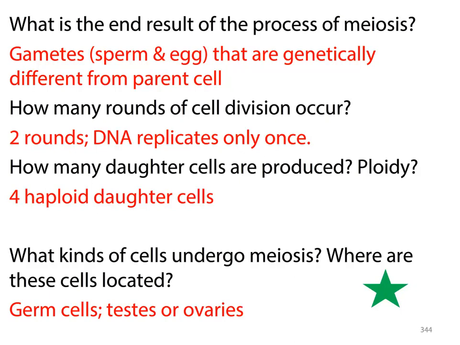How many rounds of cell division occur? Two. You've got meiosis 1 and meiosis 2. How many daughter cells are produced? Four daughter cells, and they are haploid, okay, meaning they got one copy of the chromosomes. What type of cells undergo meiosis and where are they located? They're the germ cells and the sex cells, and they're located either in the testes or in the ovaries. Hopefully that all makes sense.